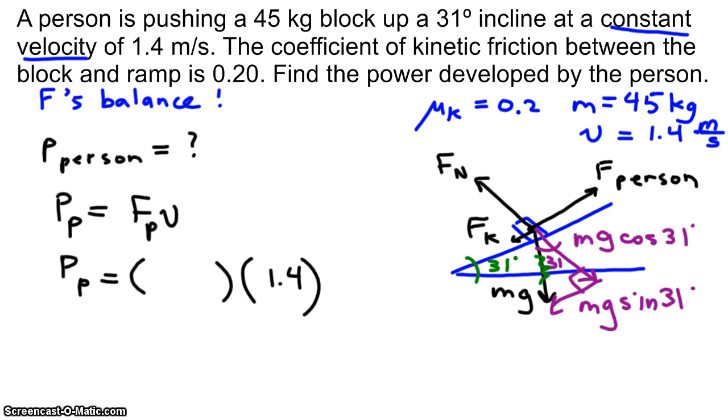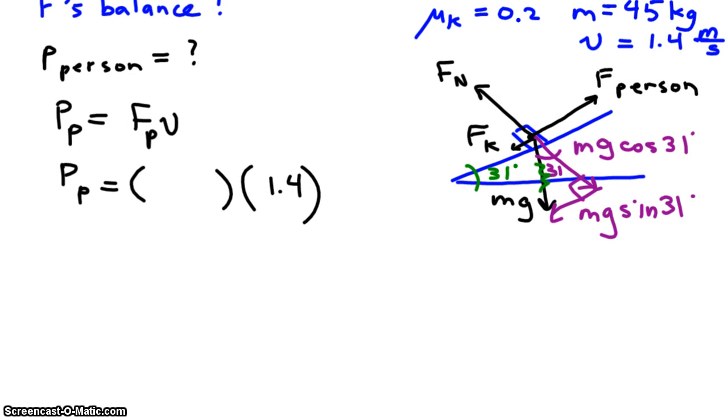So how do we find the person's force through all this? Oh yeah, the forces balance, which means that any forces pointing to the right up the ramp will balance the forces pointing down to the left, down the ramp. Okay, so let's write down that equation. Forces pointing to the left, kind of tilted left, balance the forces pointing up to the right, up the ramp.